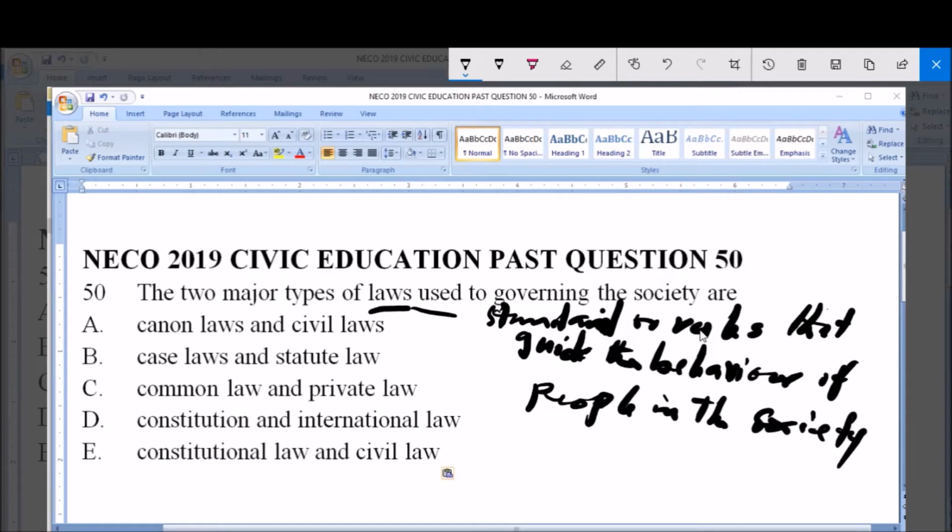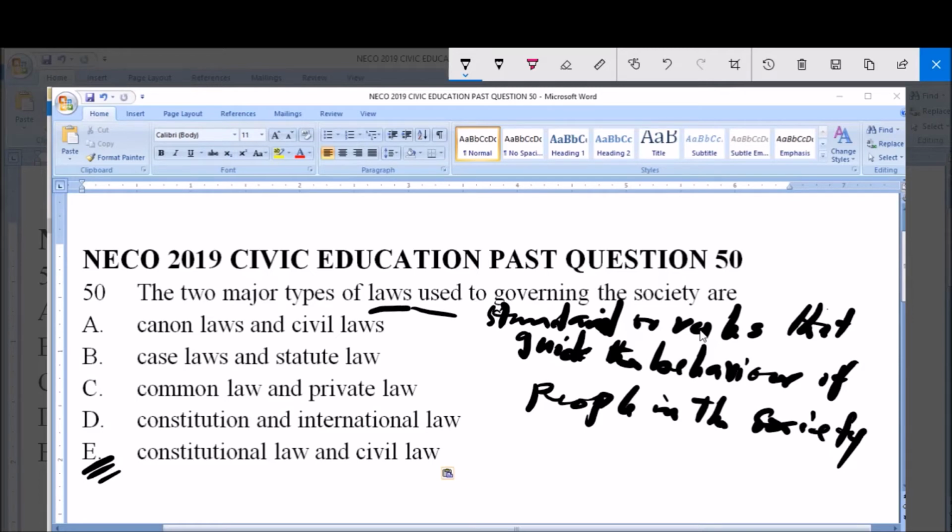So that is law. Option A says canon laws and civil laws. Option B says case laws and statute law. Option C says common law and private law. Option D says constitution and international law. Option E says constitutional and civil law. The correct option here is option E, constitutional law and civil law.